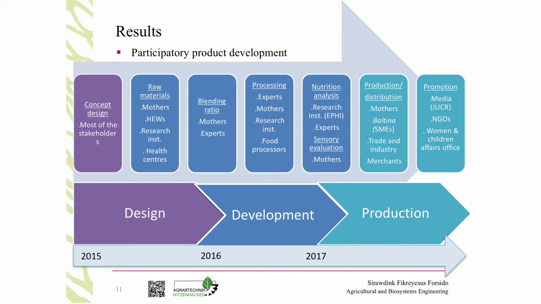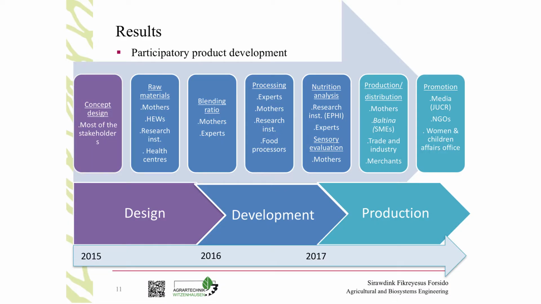So the most important part is how do we use all this information in our project? That's product development, the upgrading of starch staples. Our product development project has 3 phases: the design phase, development phase, and production phase. It's a mix of research and development work. So during the design phase, we consulted most of the stakeholders.